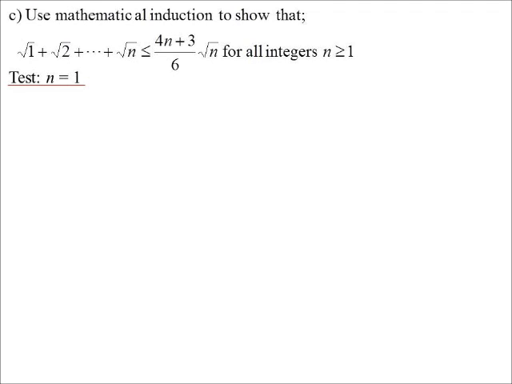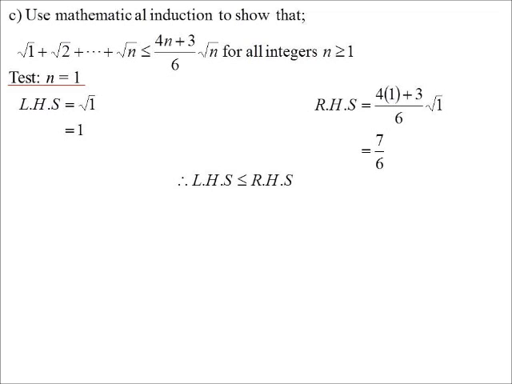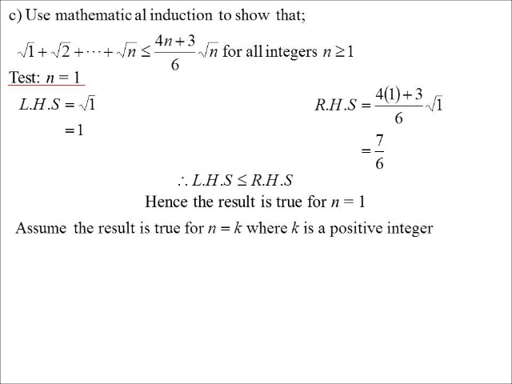Let's have a test for n is equal to 1. Left-hand side, square root of 1 is 1. Right-hand side, we get 7 on 6. And yes, 1 certainly is less than or equal to, but in this case less than 7 on 6. Hence, our result is true for n equals 1. We're going to assume the result is true for n equals k. k is some positive integer.